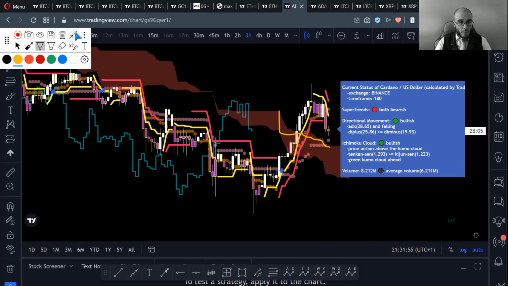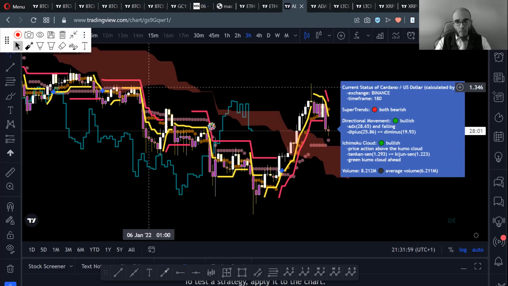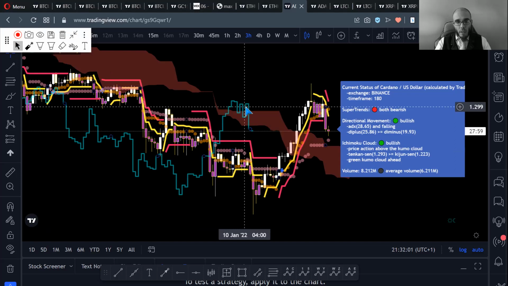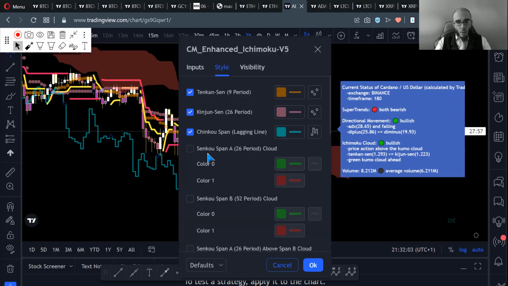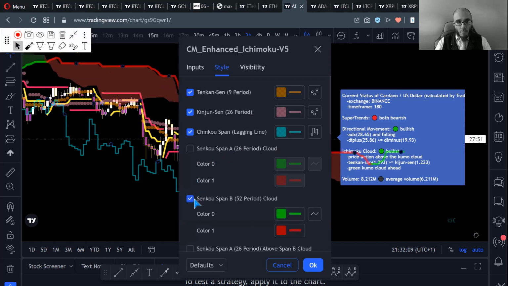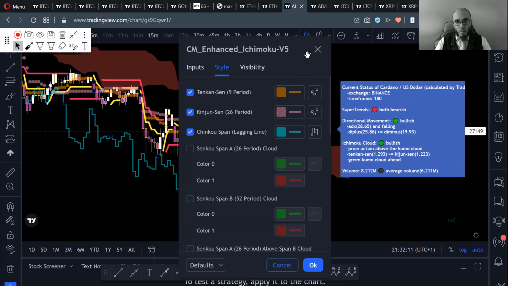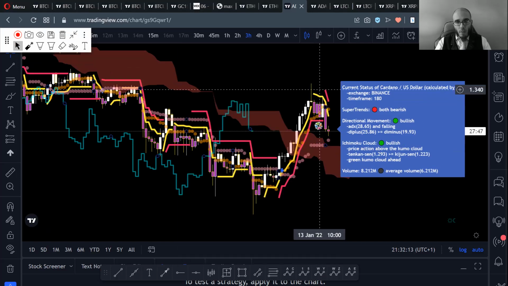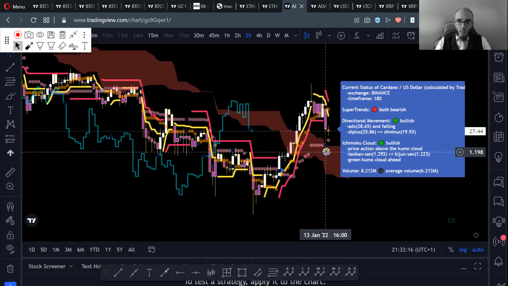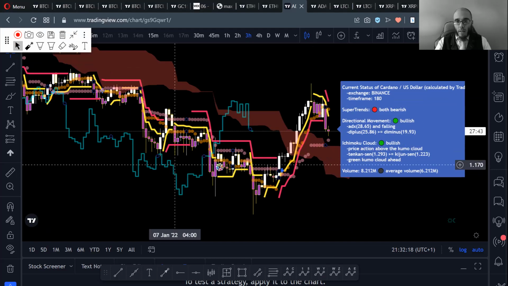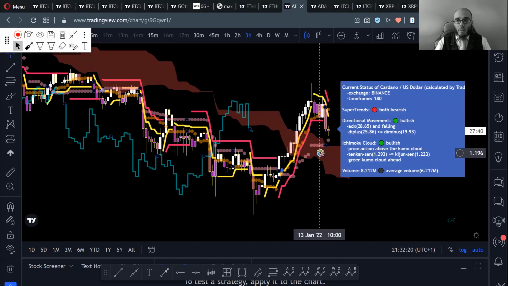cloud, which has a name. I'm going to look it up for you. It's called the Senkou Span B. Yes, it's the Senkou Span B. So we are also above the Senkou Span B, and the Senkou Span B will be support too.